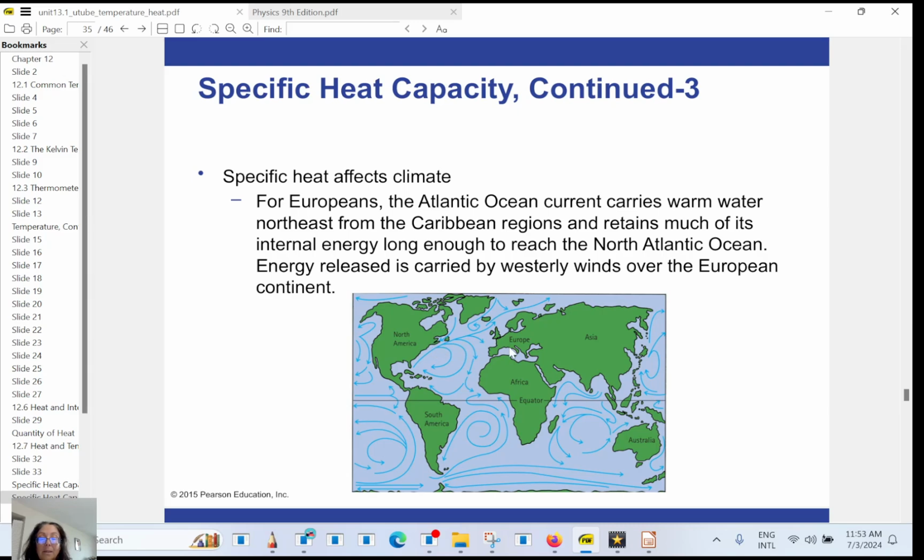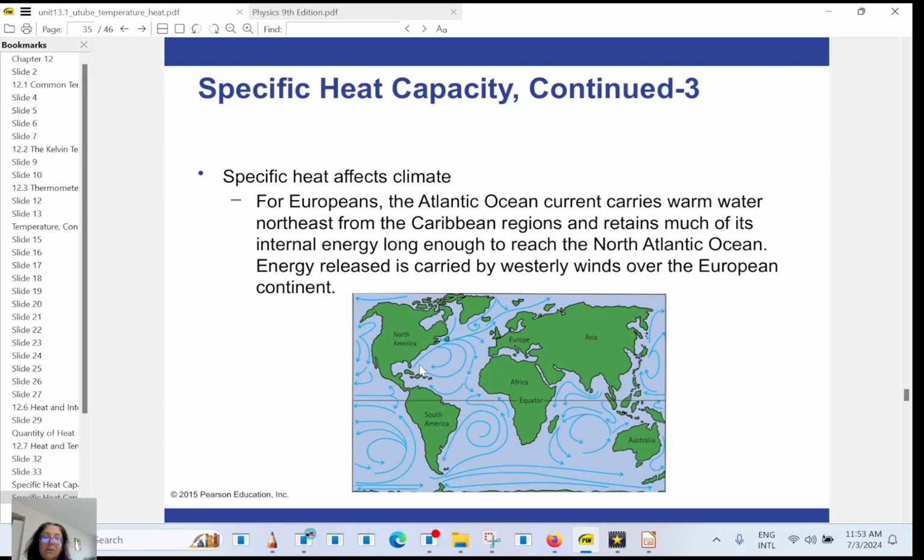And why is that? It's because you have a flow of water, the Gulf Stream. So the Gulf Stream here goes from the Caribbean to Europe.